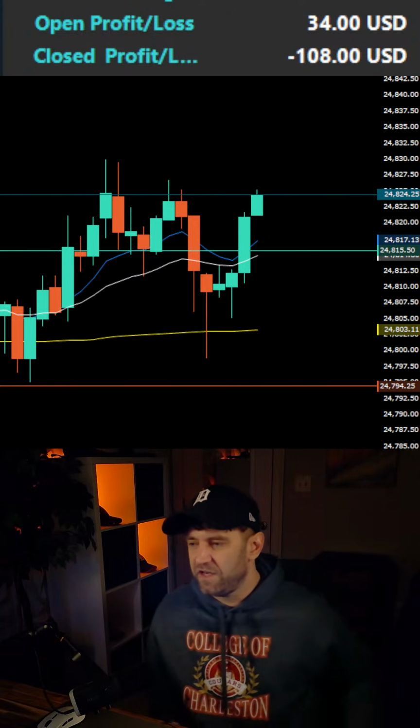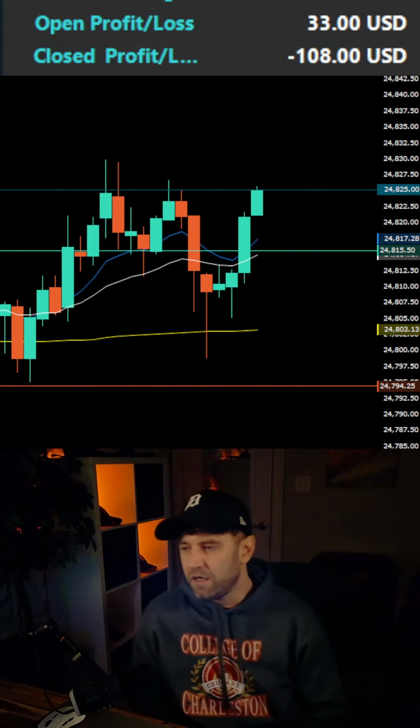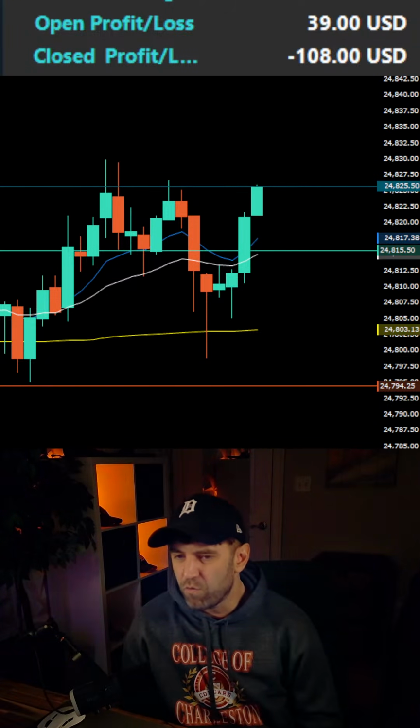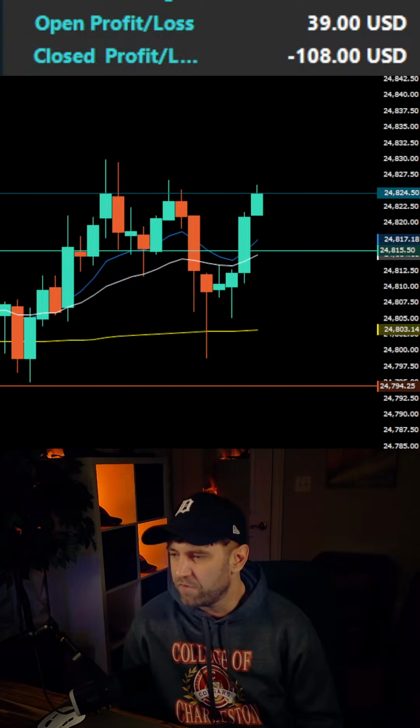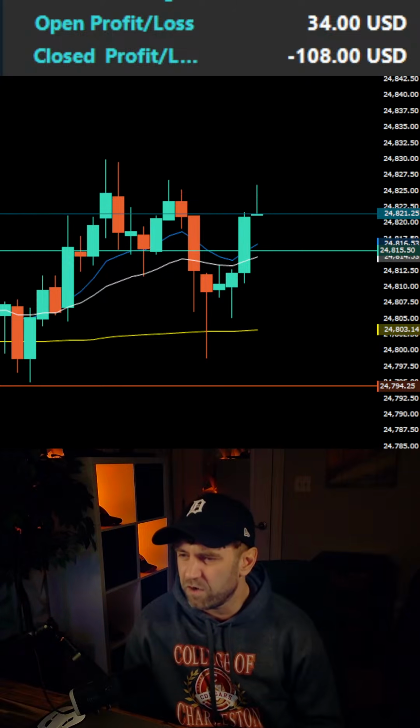If TP1 gets hit here, guys, another 20 points to the top side. Obviously, one contract will come off, and then the other one will go break even at that point. The second contract would target 60 points.